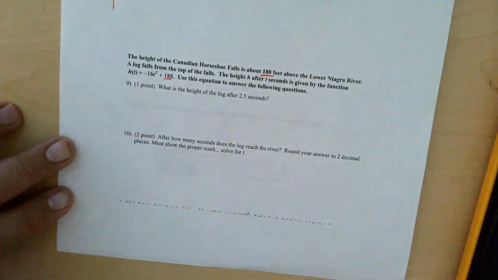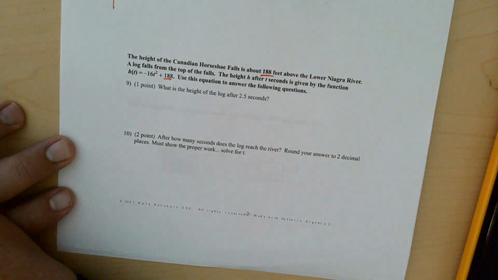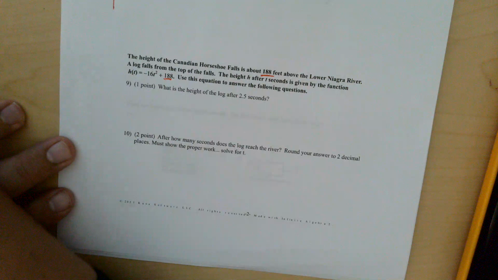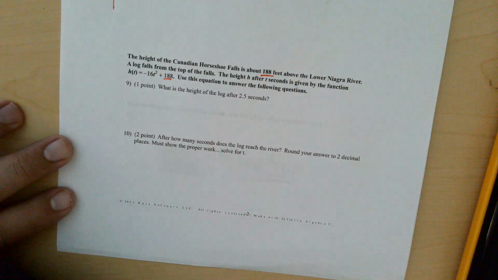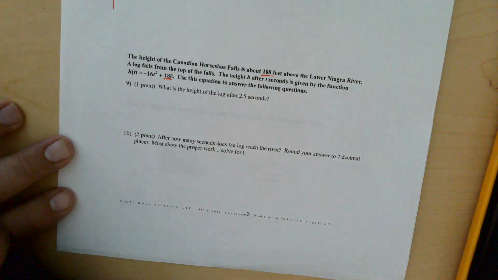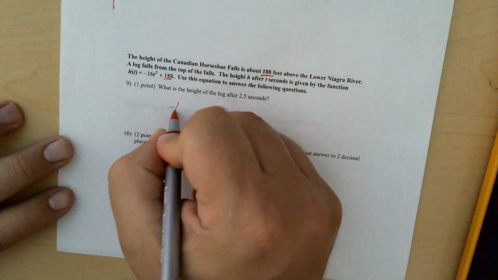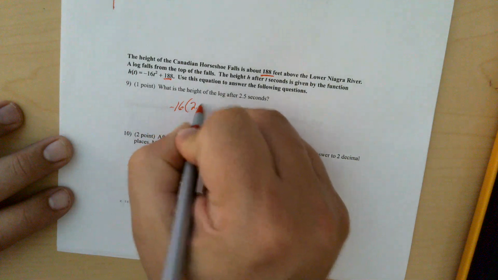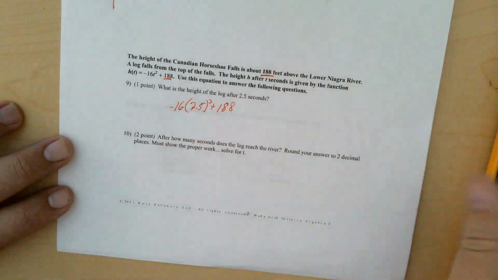This number will be different on your quiz. Depending on the version, I change the numbers around, but it doesn't matter what the numbers are. For the first thing, we want to see the height. How far did it drop after 2.5 seconds? We want to know the current height, how far off the ground it still is after falling 2.5 seconds. Well, that's a real easy calculation. It's negative 16 times 2.5 squared plus 188.